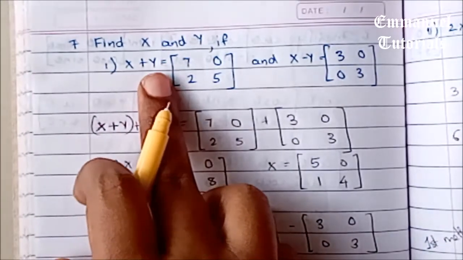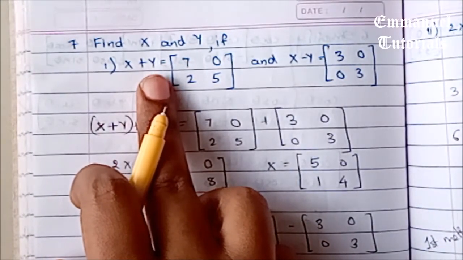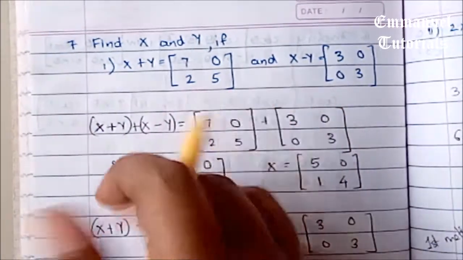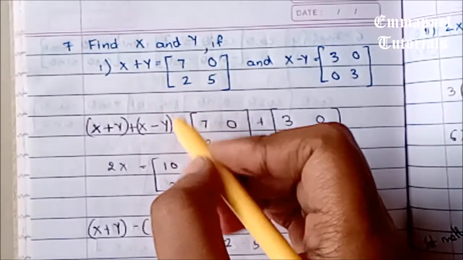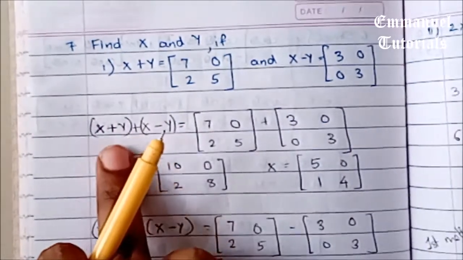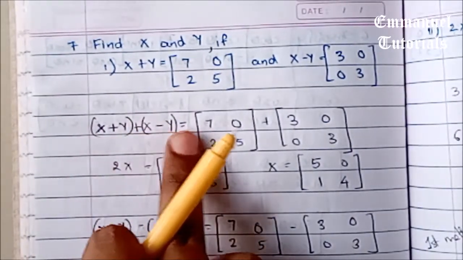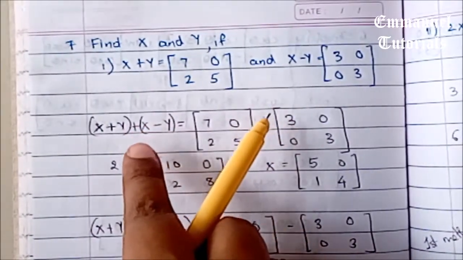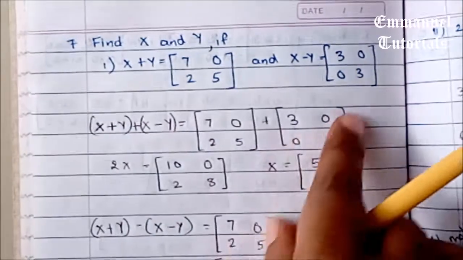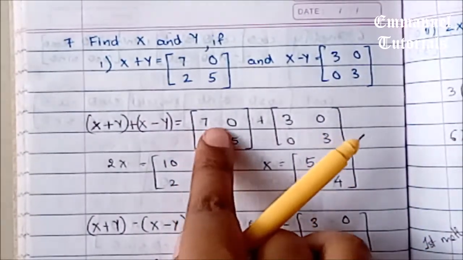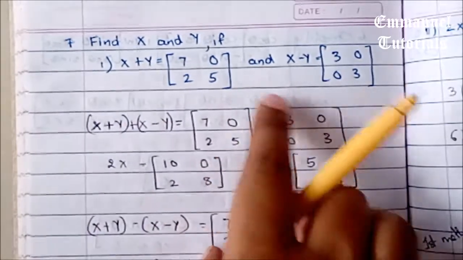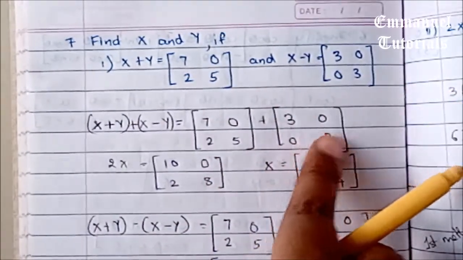So you can see that y has a positive sign in the first equation and a negative sign in the second equation. So if you add both the equations, what you will get is x plus y plus x minus y, and you will easily be able to eliminate the y term. If you do that, you can also add the matrices on the right hand side. So x plus y is [7, 0; 2, 5] and x minus y is [3, 0; 0, 3].